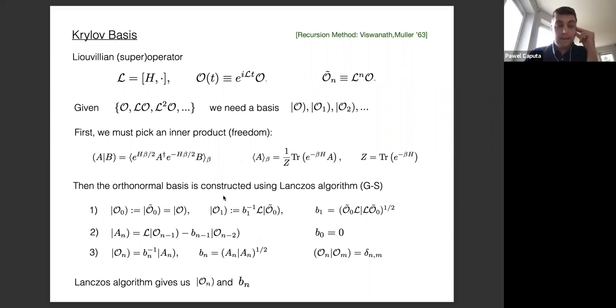And basically the result of this Lanczos algorithm for a given operator O and the Hamiltonian H is this orthonormal basis of operators On. But the Lanczos algorithm also gives us these normalizations, and these normalizations are the coefficients bn. They have their own name, the so-called Lanczos coefficients, and they will play a very important role in the rest of my talk.